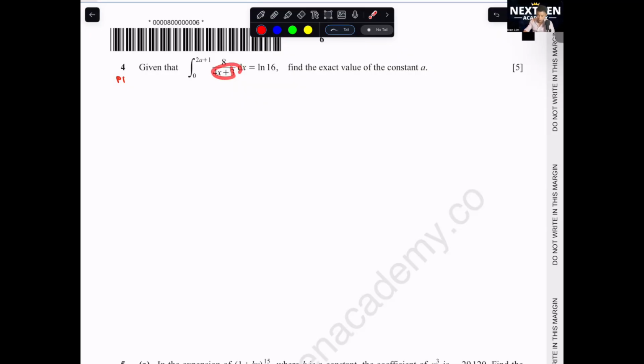This is 1 over ax plus b. Integrate 1 over ax plus b dx, and you get 1 over a ln ax plus b. You have to memorize this one. To make it clearer, I'm just going to take this without all the other values first. Integrate 8 over 4x plus 3 dx.